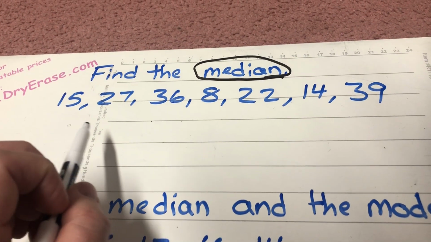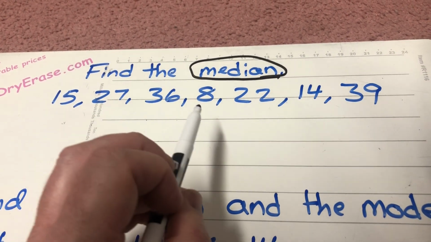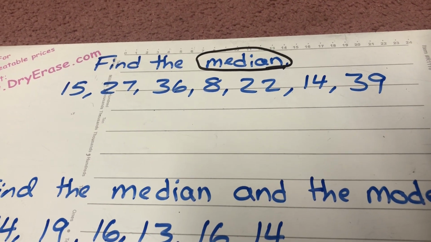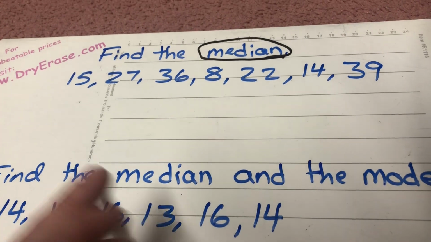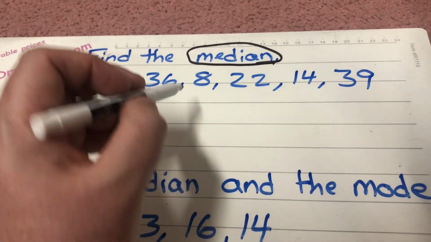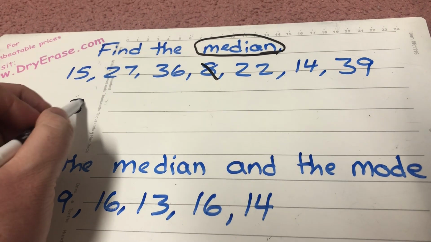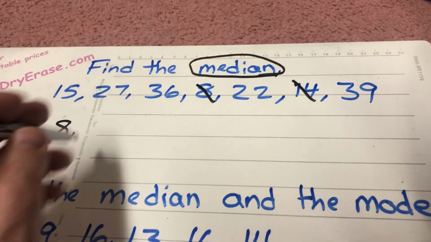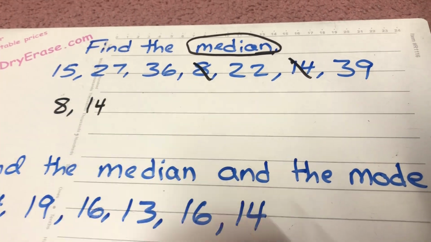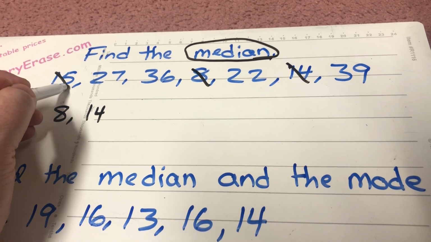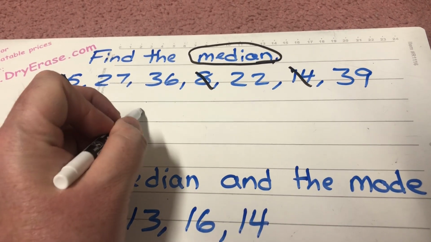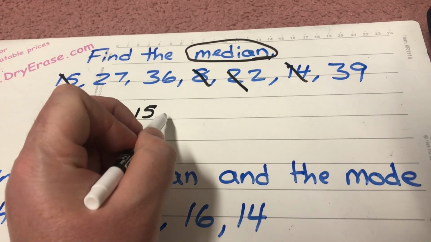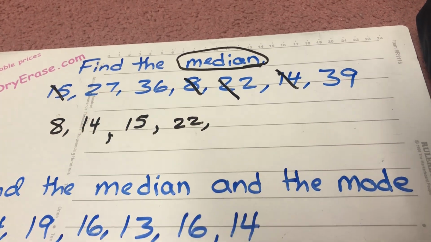So that's what we're going to do here with this first set: 15, 27, 36, 8, 22, 14, and 39. We're going to find the middle number in the set first by putting them in order from least to greatest. So I am looking at these numbers here, and I see that 8 is the smallest number. And then it looks like 14, so I'm going to put 14 there. Then it looks like 15, so I'm going to put 15 next. Then it looks like 22, so I'm going to put 22 in there.